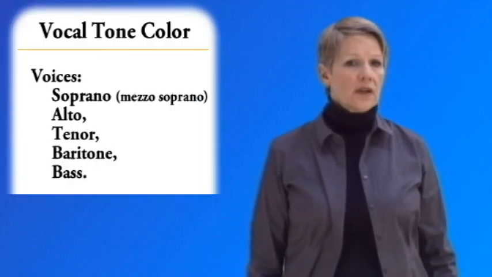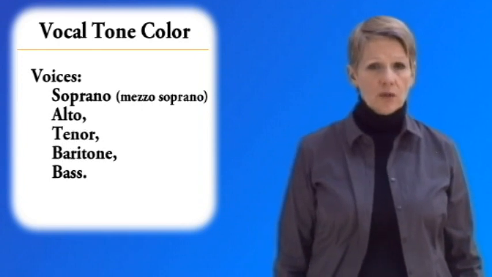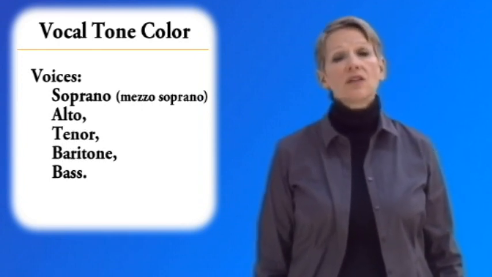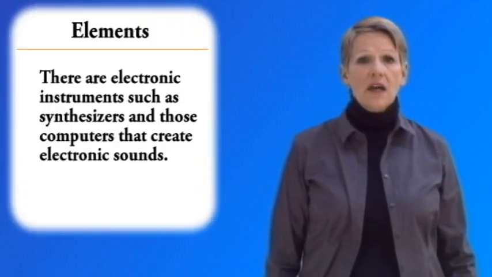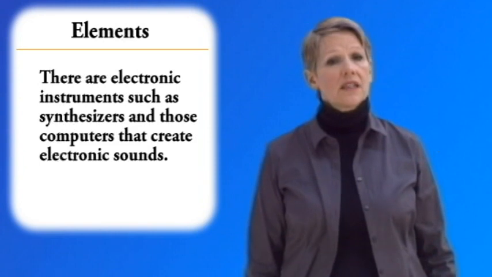For vocal tone color, voices are divided into, as I said, soprano, alto, tenor, and bass. One of those 6 broad categories is the keyboard. These are the piano, the harpsichord, and the organ. And now there are electronic instruments such as synthesizers and computers that create electronic sounds.